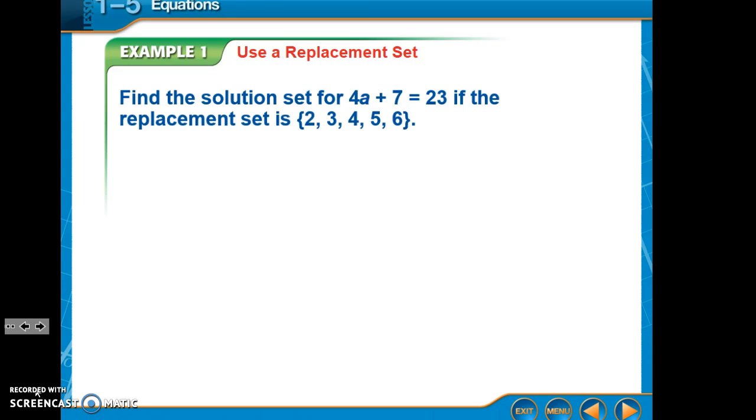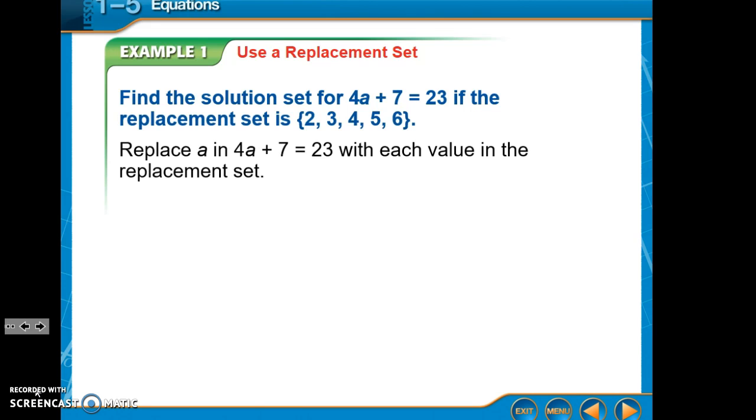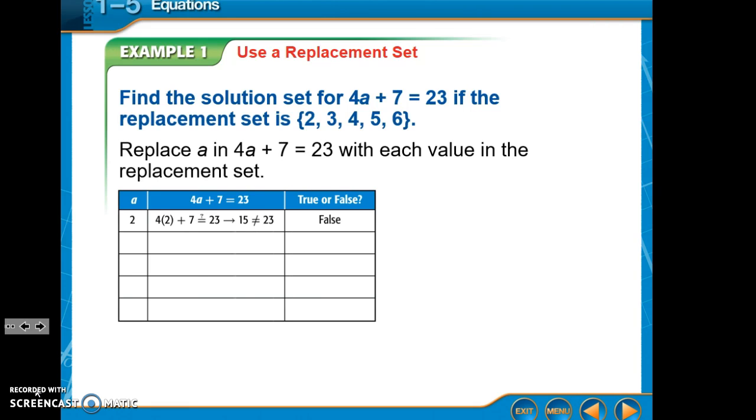Alright, so example 1, we're going to use a replacement set. So here we have the solution set for 4a plus 7 equals 23 if the replacement set is 2, 3, 4, 5, and 6. So we're going to replace a in 4a plus 7 equals 23 with each of the values of the replacement set. So we're just going to substitute them in. And so we're going to substitute 2 in and see if that gives us a true or false statement.